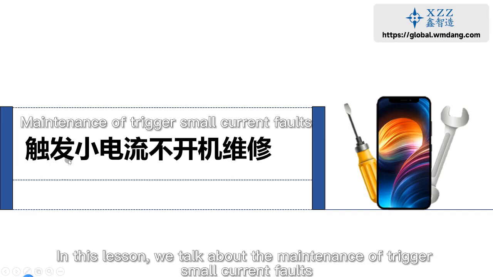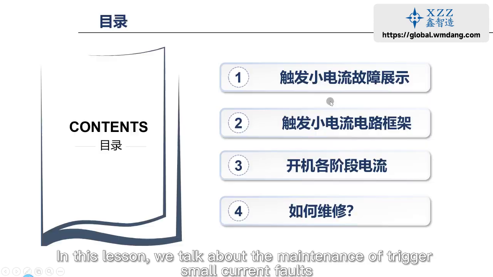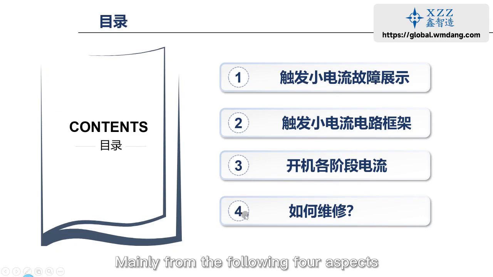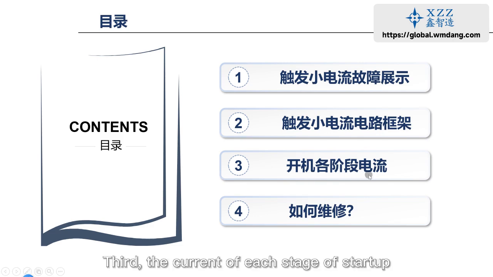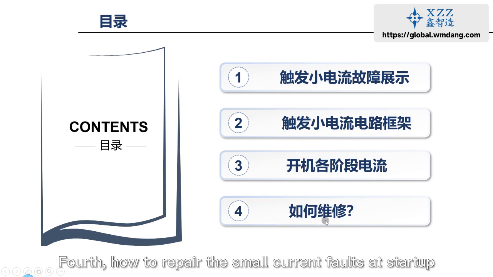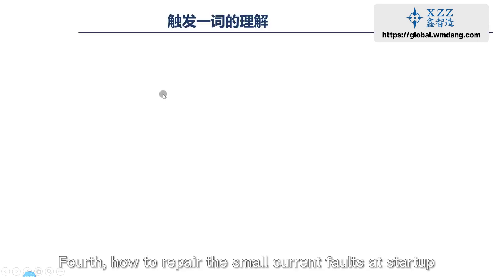In this lesson, we talk about the maintenance of trigger small current faults, mainly from the following four aspects. First, the trigger small current faults. Second, the related circuits of trigger small current faults. Third, the current of each stage of startup. Fourth, how to repair the small current faults at startup.